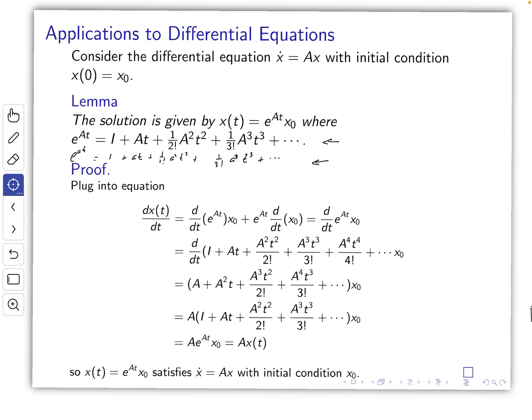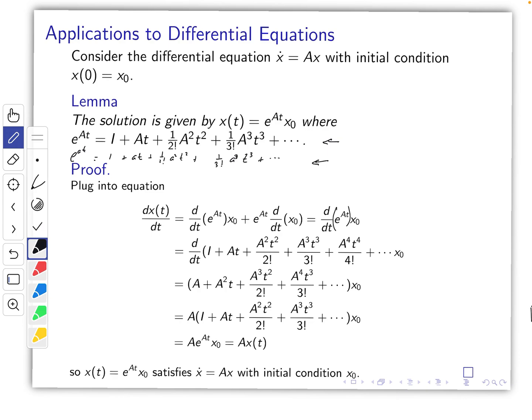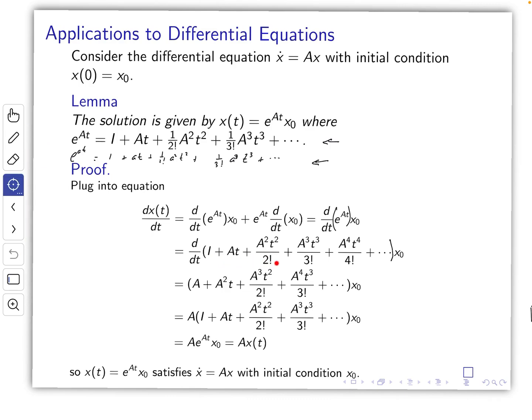And when we do that, we're going to differentiate e to the at times x naught, plus e to the at times the derivative of x naught. And of course, x naught is constant. It's the initial condition. So this is just d dt of, in this particular case, e to the at times x naught. So we're going to take the derivative then of this Taylor series expansion times x naught.